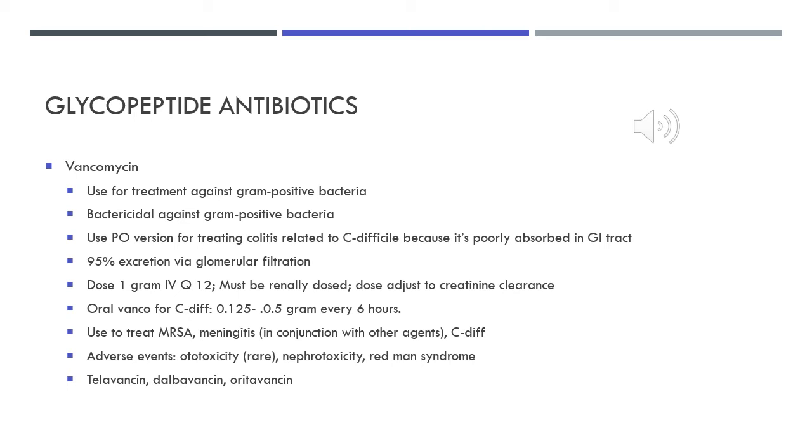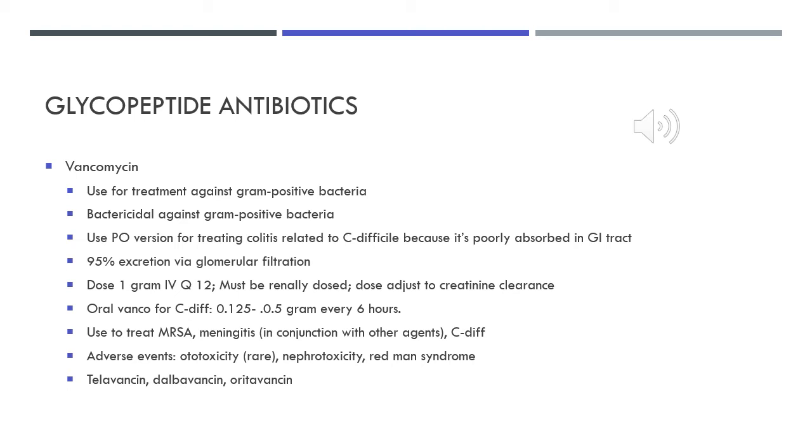The dose on average for a normally functioning adult renal patient or non-renal patient is 1 gram IV every 12 hours. Obviously, children, pediatrics, anytime I'm talking about drug dosing, obviously all bets are off when we talk about pediatrics. They must all be dose adjusted related to their weight. Oral Vanco for C. diff, the dose is 0.125 to 0.5 grams every 6 hours. Realistically, we're talking about 250 milligrams every 6 hours to somewhere between 250 to 500 milligrams every 6 hours.